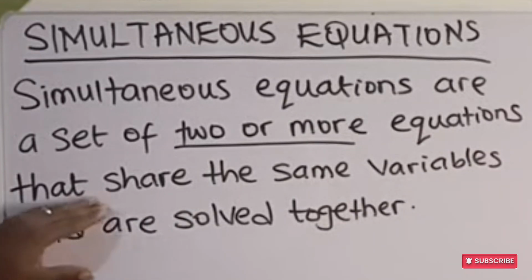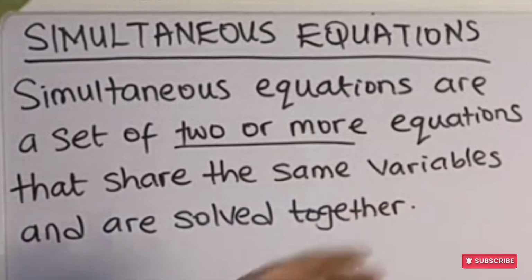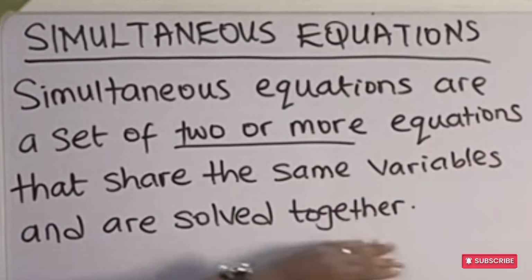Next, they share the same variables. So whatever variables you have in one of the equations must be exactly the same variables you have in the next equation. So one, two or more equations. Two, they share common variables. And three, they are solved together.